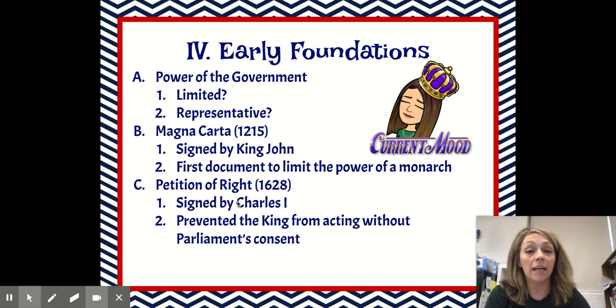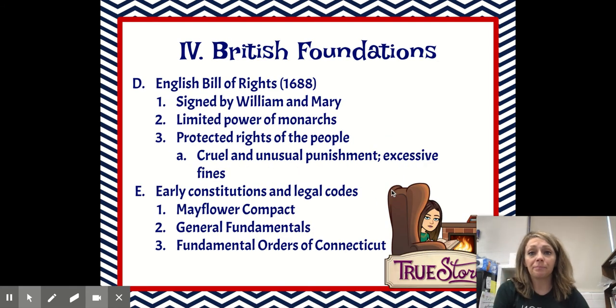The second document, signed in 1628, is known as the Petition of Right, and this was signed by King Charles I, so he's a few hundred years down the road in English history. But this one namely prevented the king from acting without Parliament. During the rule of Charles I, England saw a period of time where the king just wouldn't call Parliament into session. Like, I don't need you, legislative branch. I'm just going to do my own thing. So the Petition of Right was signed to prevent the king from being able to do that.